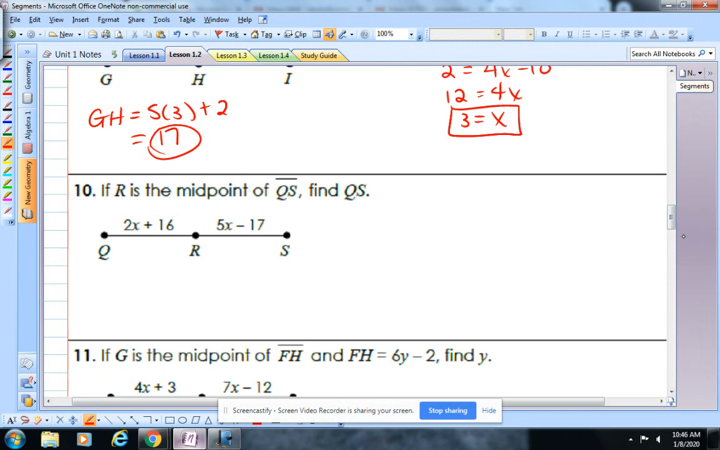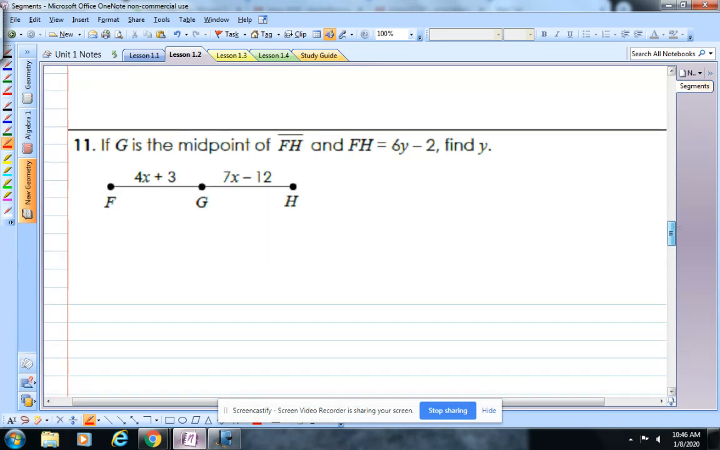Number 10 is the same thing, right? No sense in doing every example on the paper, right? Is that okay with y'all? Okay. Skip down to number 11, please.